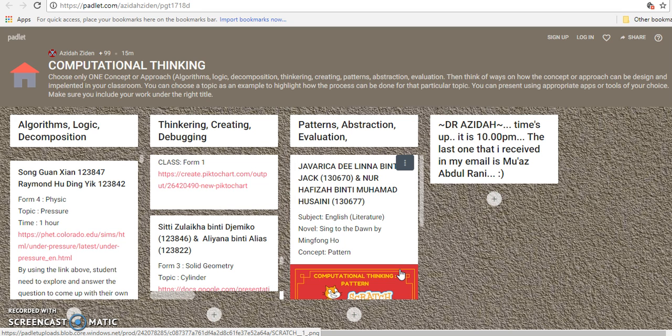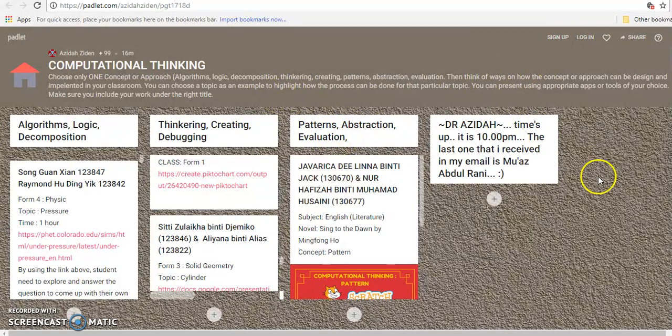So today what we're going to do is show you our last week project, which is about computational thinking. We need to choose one concept or approach, and we chose the tinkering concept. This is tinkering, how to spell tinkering here. Then we choose a tinkering concept or approach that can be designed and implemented in our classroom.